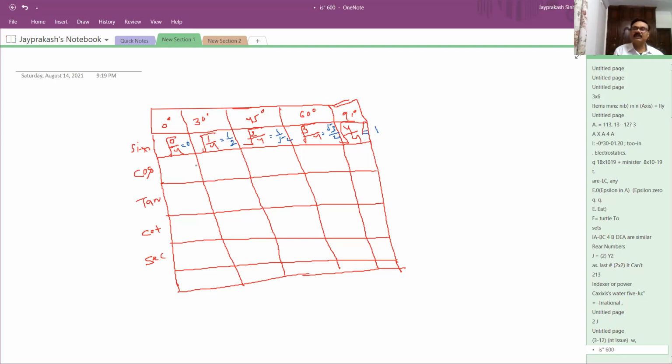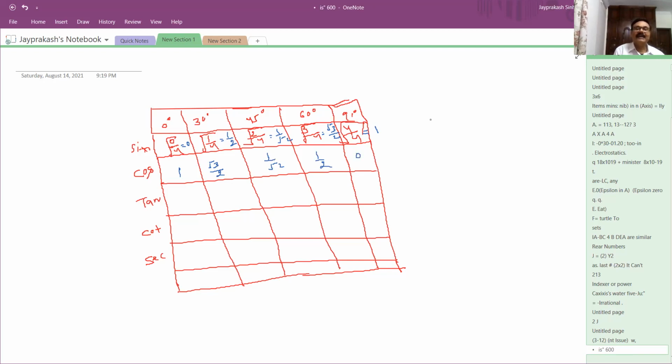Now for cos, what we have to do? Just write these numbers in reverse order. Means 1, root 3 by 2, 1 by root 2, 1 by 2, and 0.